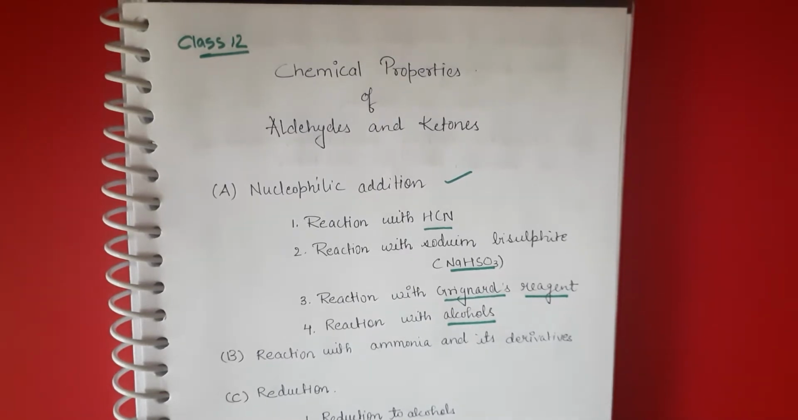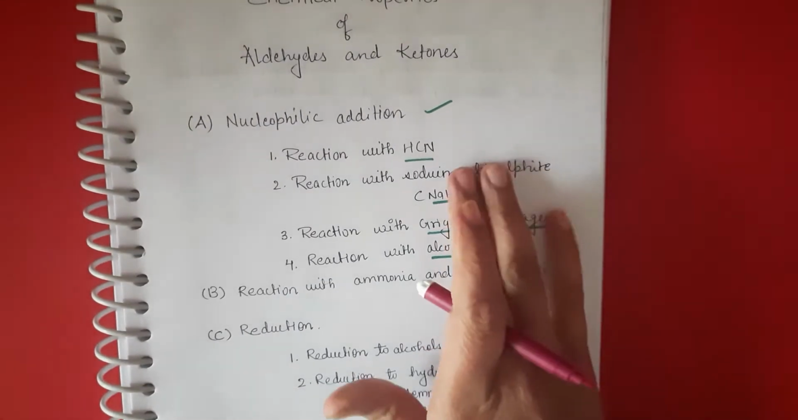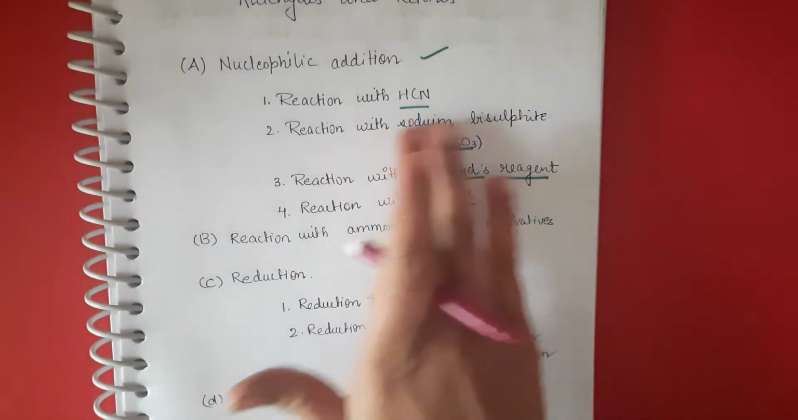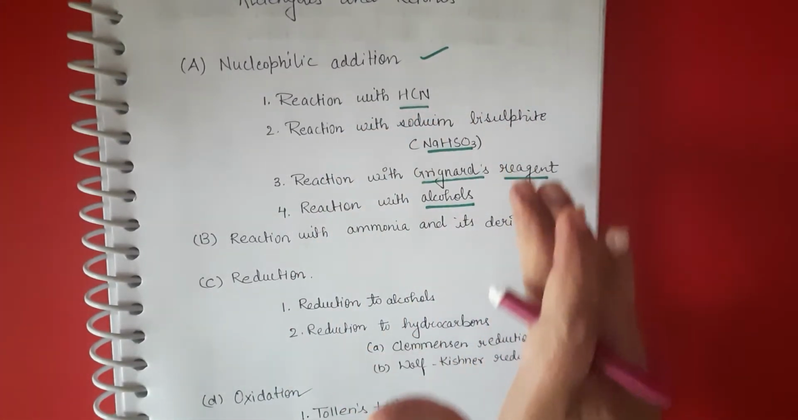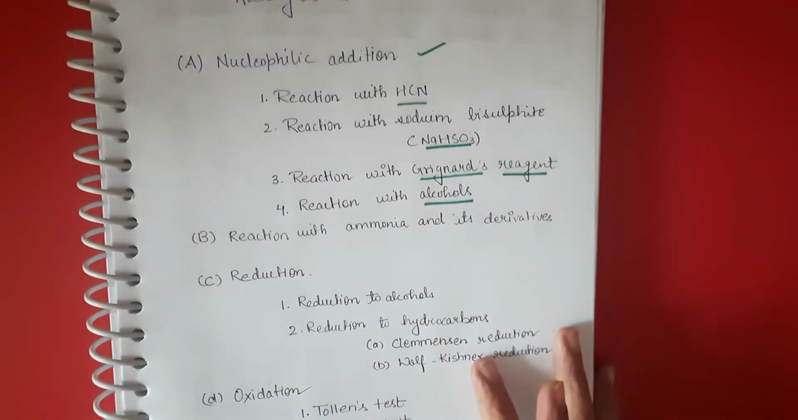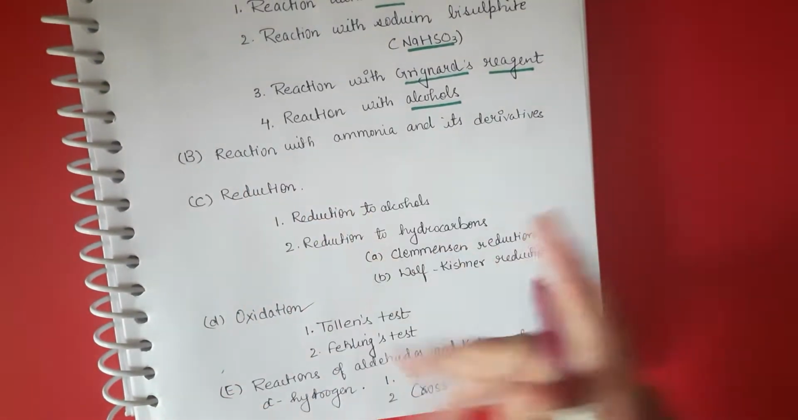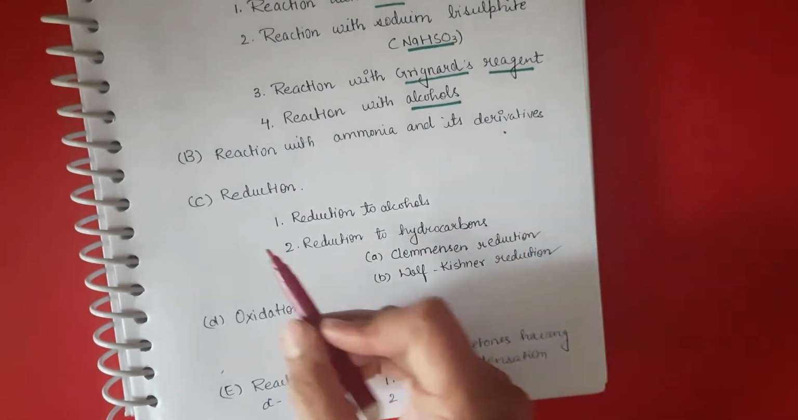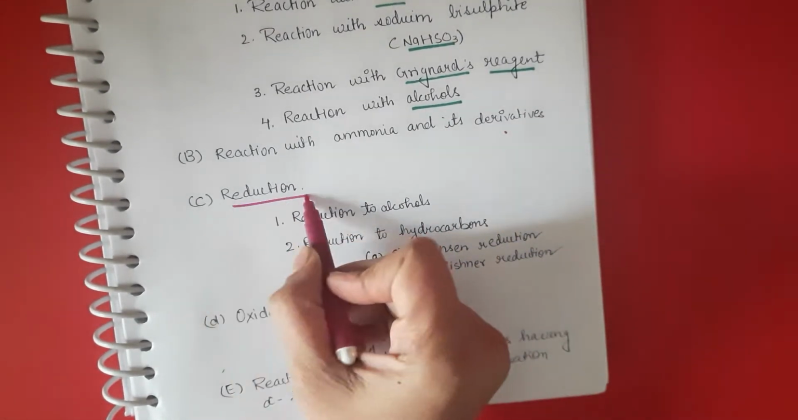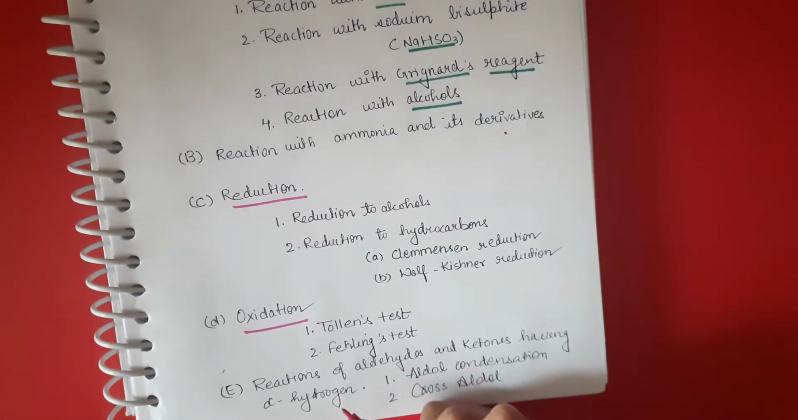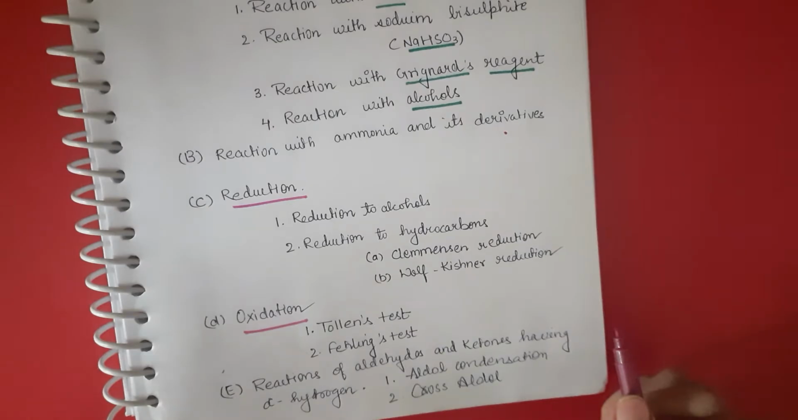In this video, I am going to discuss more about the chemical properties. As we had done nucleophilic addition reactions in my previous video, we had discussed a few reactions given in your NCERT: reaction with HCN, sodium bisulfite, Grignard reagent and alcohols. In this video, we are going to discuss the reaction with ammonia and its derivatives. We are going to see the reduction of aldehyde and ketone and the oxidation of aldehyde and ketone. So let's start with the video.